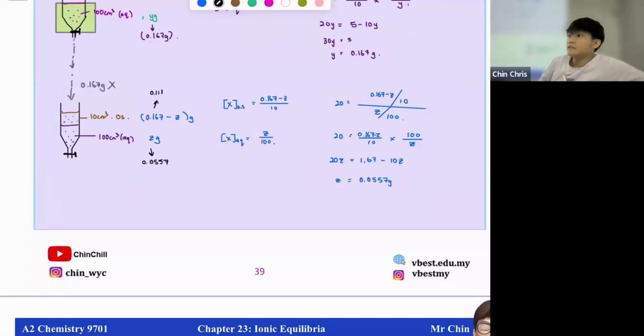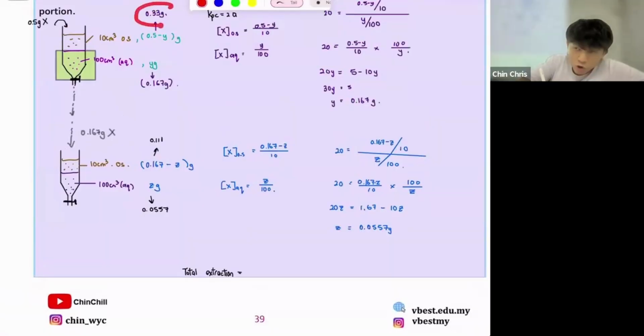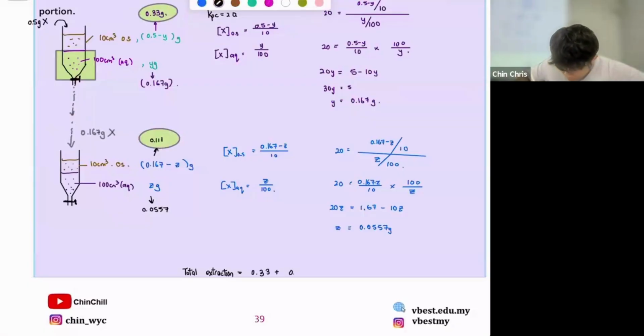Okay, good. So finally, what is my total extraction? So my total extraction is always your organic solvent, because you are discharging it, right? So you have 0.33 and 0.111. So 0.44 gram. Yay.